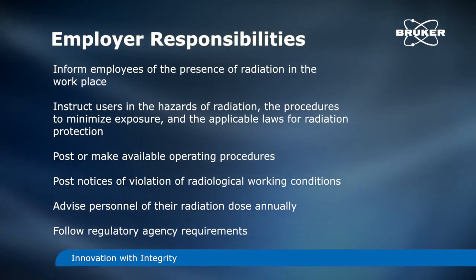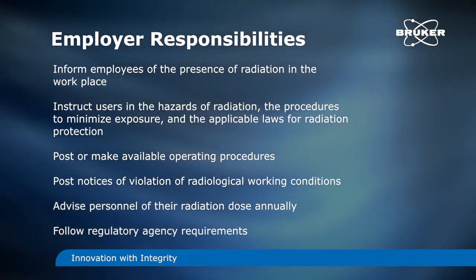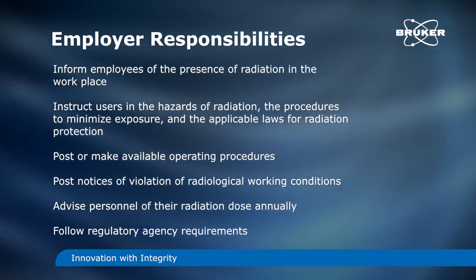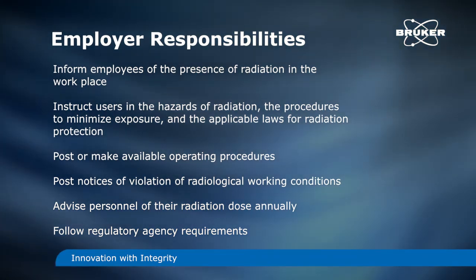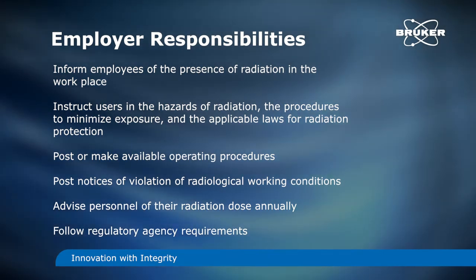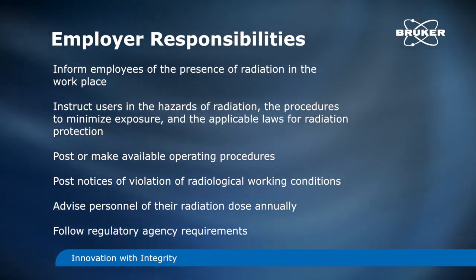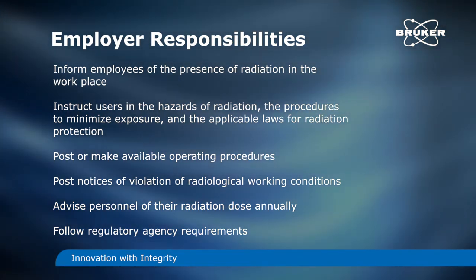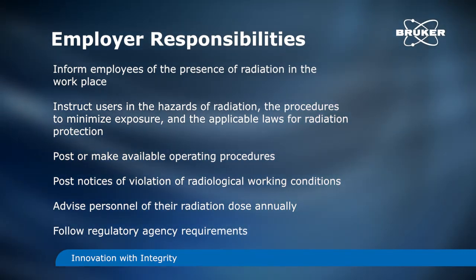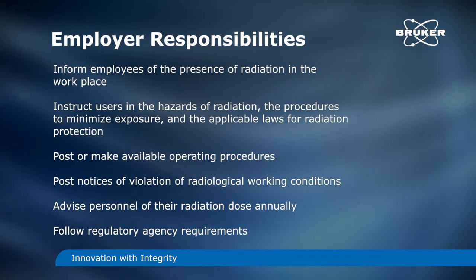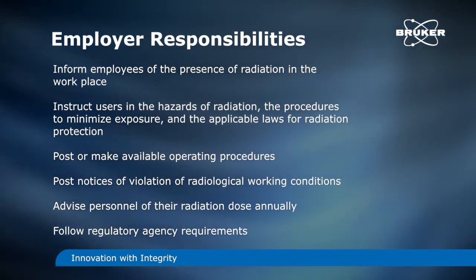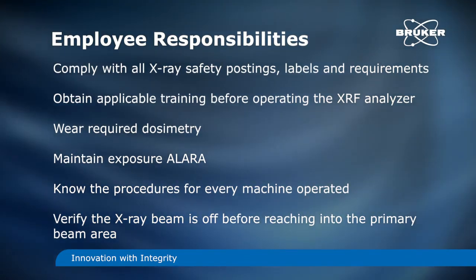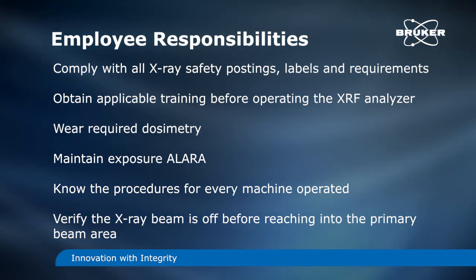The employer has the responsibility to inform employees of the presence of radiation in the workplace, instruct users in the hazards of radiation, the procedures to minimize exposure, and the applicable laws for radiation protection. Post or make available operating procedures. Post notices of violation of radiological working conditions. Advise personnel of their radiation dose annually. Follow regulatory requirements.